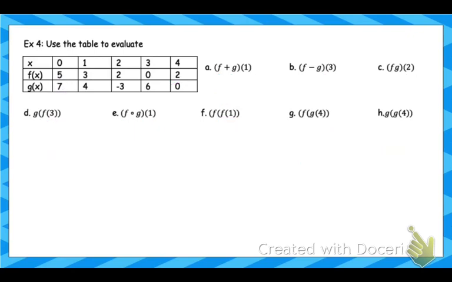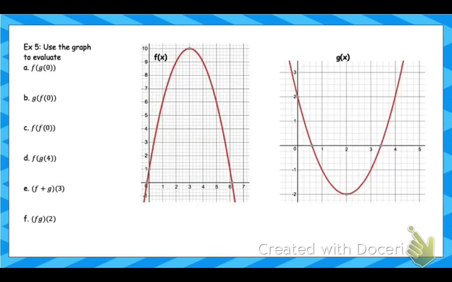All right, then the last one, very similar to this, but instead of a table, we're just going to look at a graph. So f of g of 0, so I start with g of 0. So on the g of x function, when x is 0, the y value is 2. So g of 0 is 2. Now I'm doing f of 2, so I go to the f of x function. When x is 2 on the graph, the y value is 9. All right, again, pause the video and try these next ones.